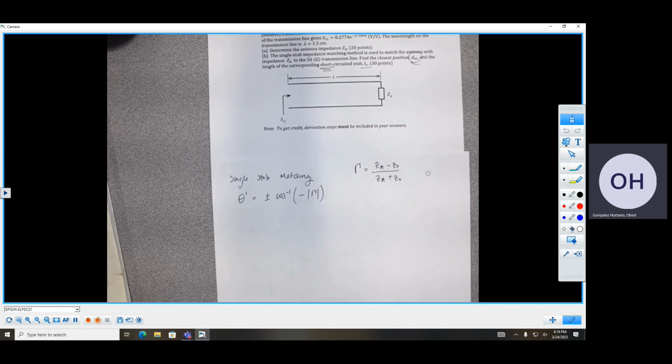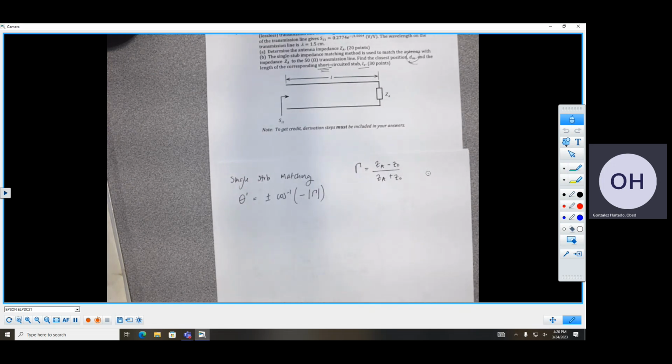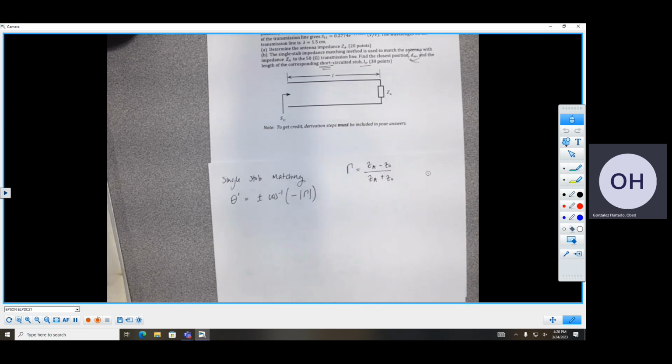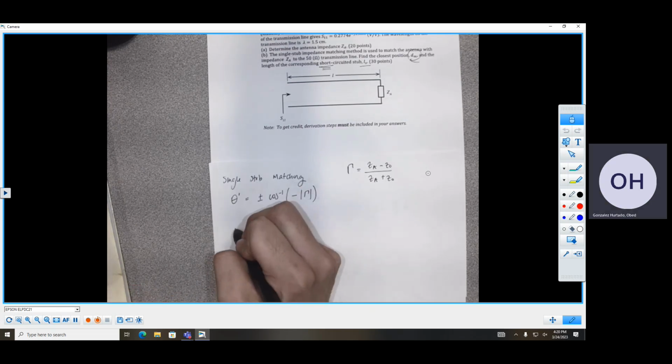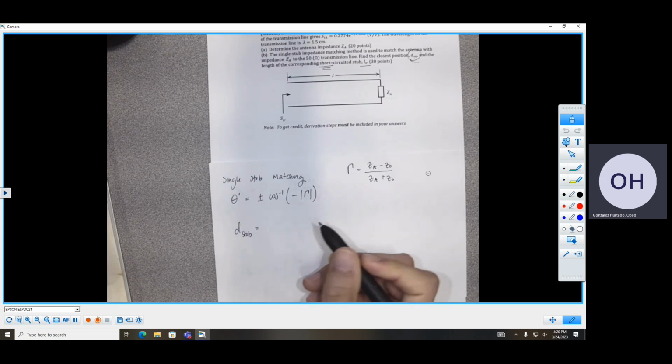Different gammas. This one's for the actual impedance line from the load. From there, we get the stub.